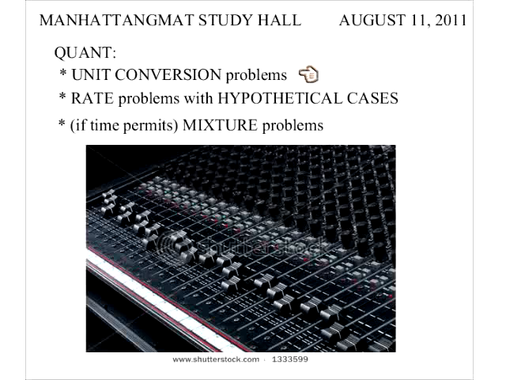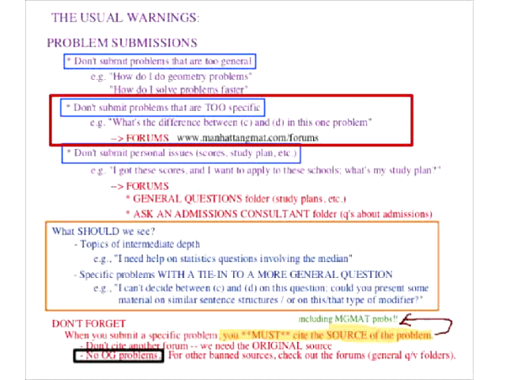So same sort of thing with this. Like rate problems with hypothetical cases is a very nicely defined topic. So is mixture problems. These are very tight subjects of intermediate depth. So this is the kind of thing that you want to submit. It's okay to give a problem as an example, but if you give a sample problem, you need to generalize. You need to tie your problem into a more general question. If your problem is super duper specific, what we'll basically tell you is just put it on the forum, please.